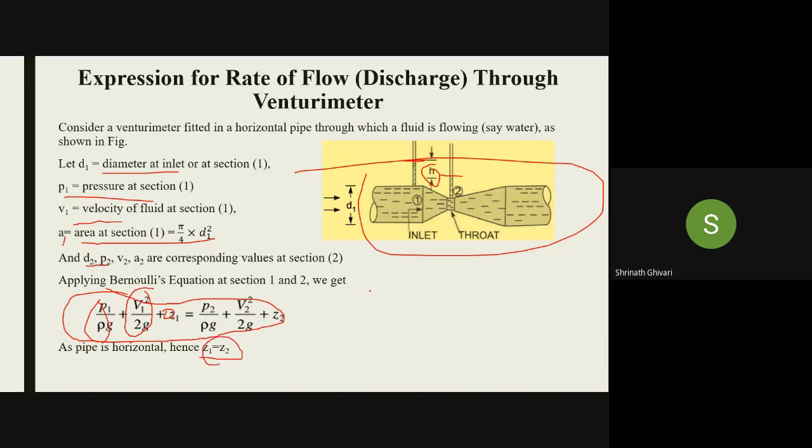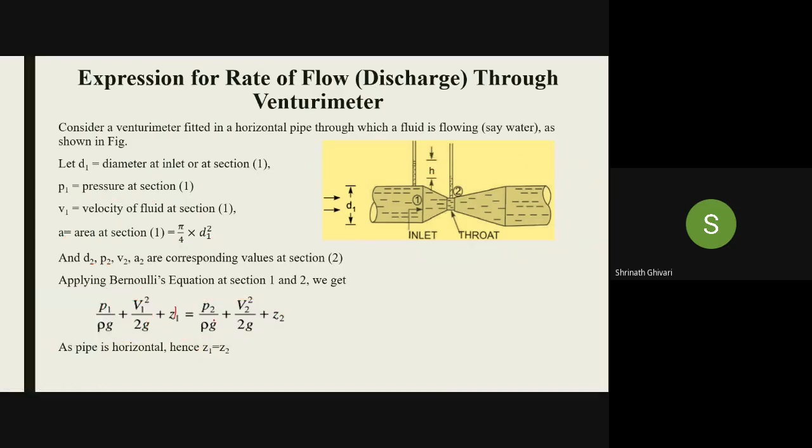I have told you, if I keep the pipe vertical, then what will happen? Z1 and Z2 will not be the same. But here, as the pipe is horizontal, Z1 equals Z2. If Z1 equals Z2, then this and this will get cancelled. So the remaining will be P1 by rho g plus V1 square by 2g equals P2 by rho g plus V2 square by 2g.